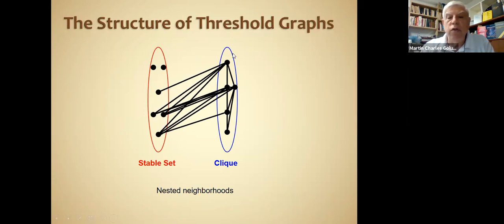This is what a threshold graph looks like in its structure. One side is a clique. One side has to be an independent or stable set. The neighborhoods are nested. You see that if this is a threshold graph, you'll have isolates. When you remove them, this top vertex will become universal, meaning he's adjacent to everyone else. When you remove him, this vertex becomes isolated, and they go back and forth until I'm able to eliminate everything.